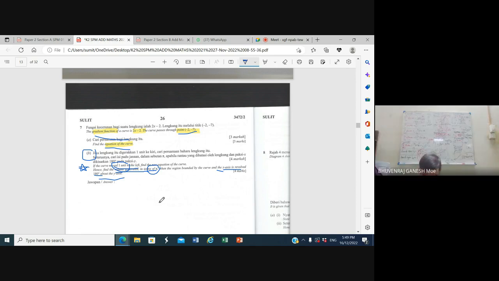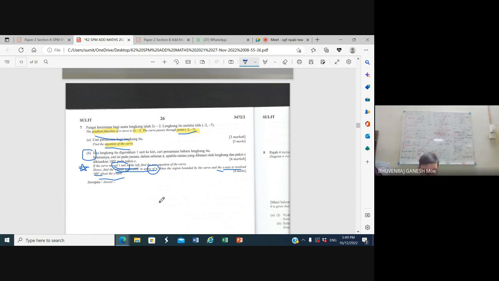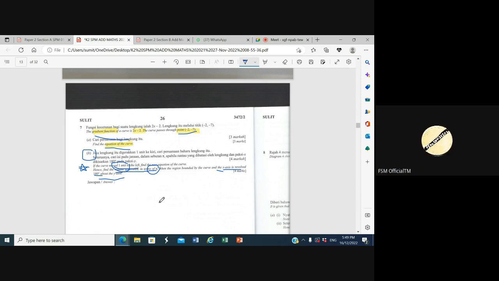Then the next thing is, if the curve moves 1 unit to the left, find the new equation of the curve. When we move one unit to the left, that means the graph will go to the left side, right, Bowen? Yeah, correct. So the A will change, right? A will still be the same. A won't change.